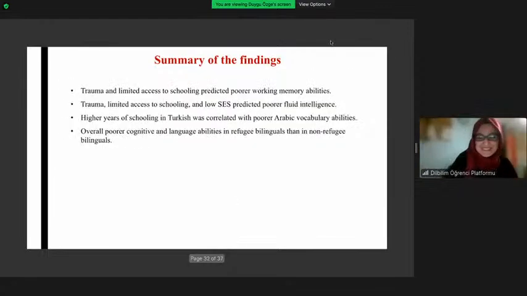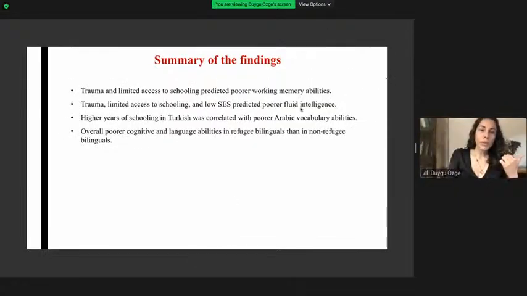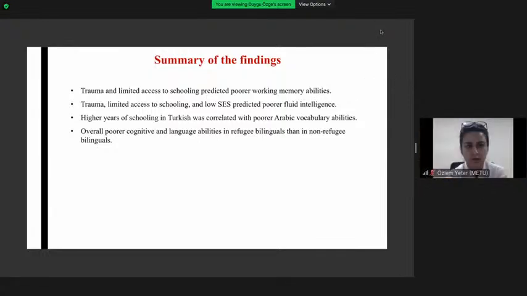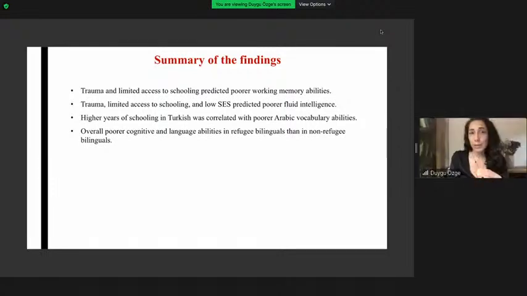Thank you. So let's continue this summary. Trauma and limited access to schooling predicted poorer working memory abilities. Trauma, limited access to schooling, and low SES, socioeconomic status, predicted poorer fluid intelligence. Higher years of schooling in Turkish was correlated with poorer Arabic vocabulary abilities for both groups, as I said, and overall poorer cognitive and language abilities in refugee bilinguals than in non-refugee bilinguals.